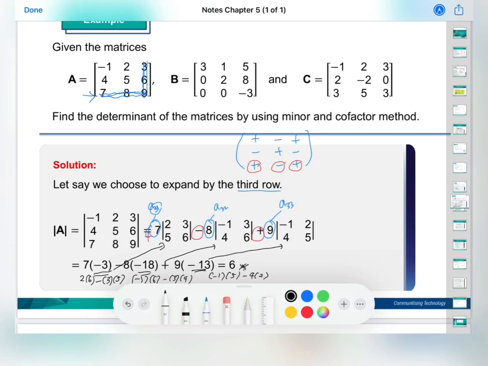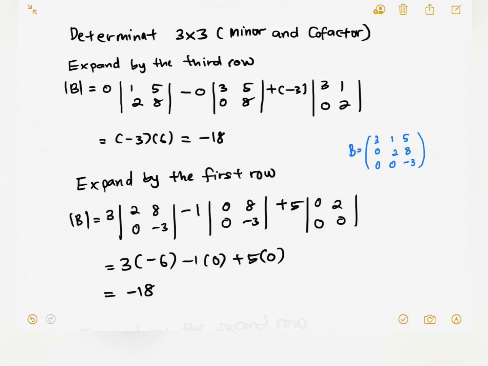I will do B later and you have to do C. I'll give you the answer for C. So this is the answer for B. I've done B. The answer for B is negative 18.